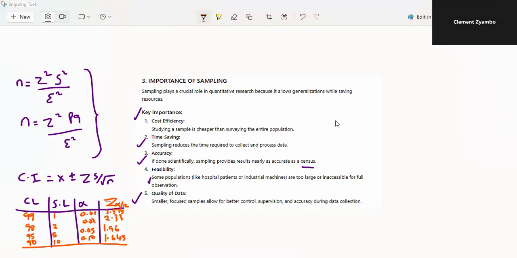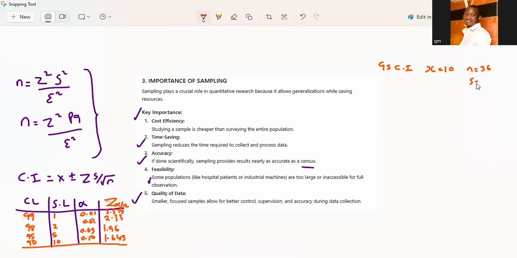Yes, sir. So sometimes you'll be told to find the 95% confidence interval for a mean of 10. The sample size is 36 and the standard deviation is 12. What is our 95% confidence interval? The confidence interval is given by the formula mean plus minus Z times standard deviation over square root of N.